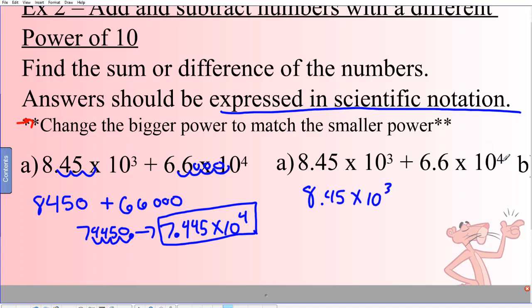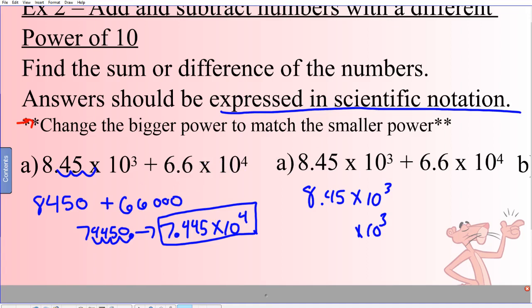Now, to make this have a power of 3, what we need to do is, I'm trying to think of how to say this. This exponent is too big. So we're going to make this exponent smaller. And when we make this exponent smaller, we actually need to make the decimal piece slightly bigger. Here's a way to think about this. So this number here, this is 66,000. That is this number in scientific notation.